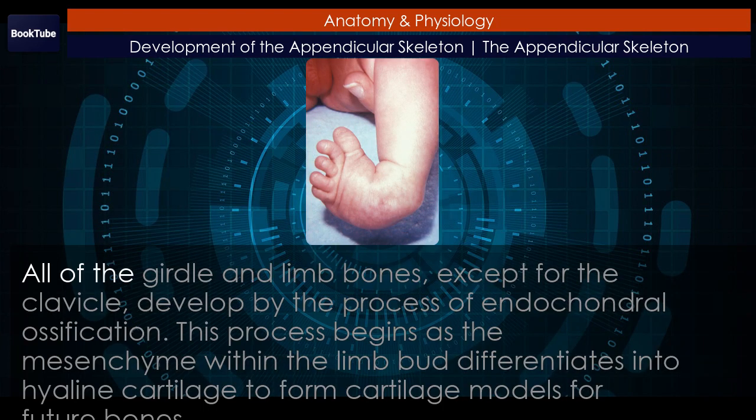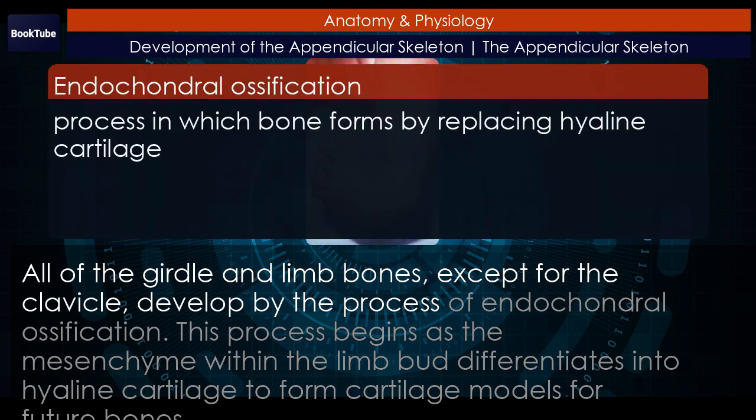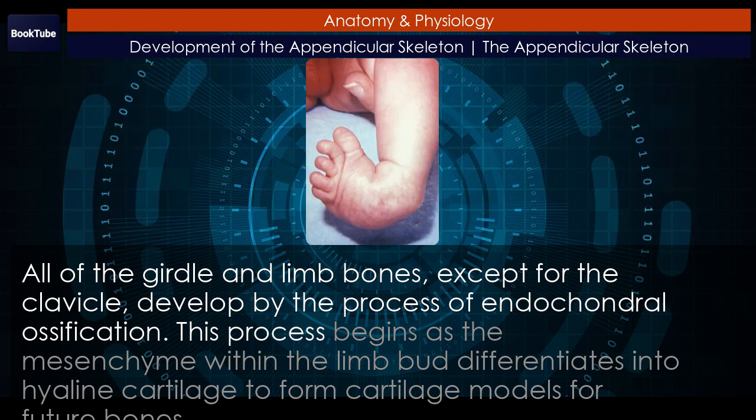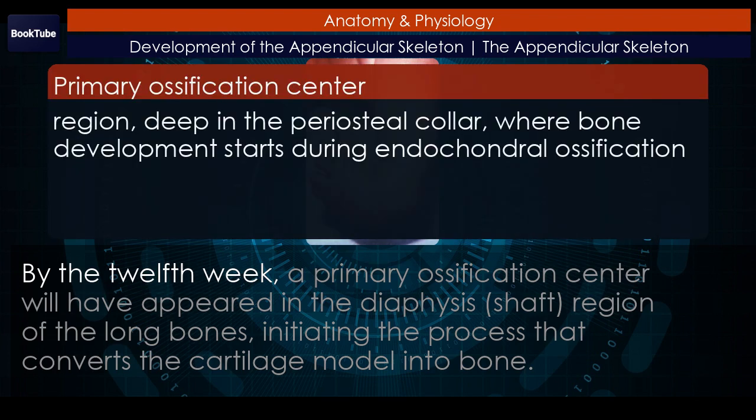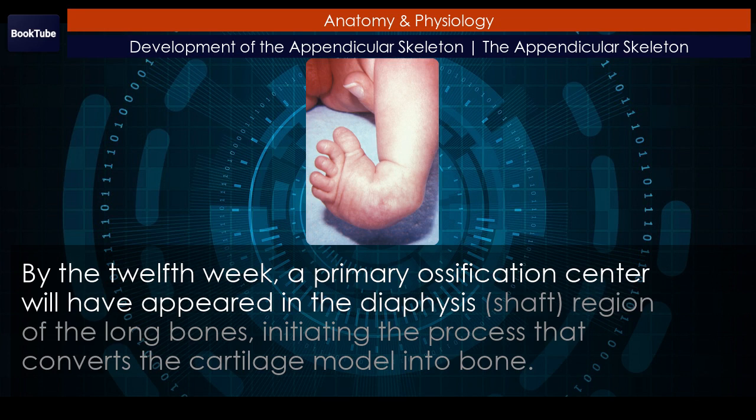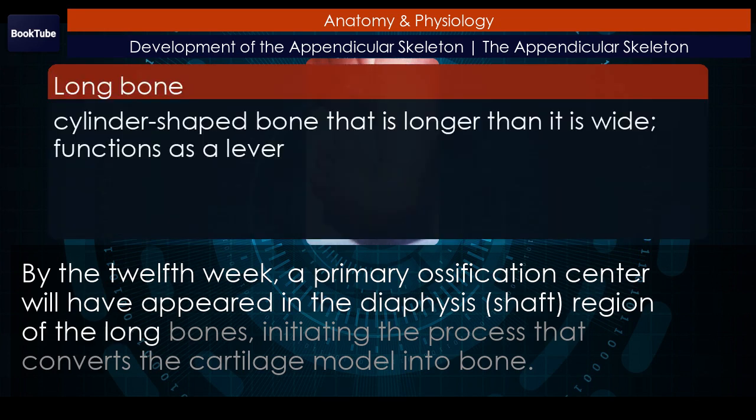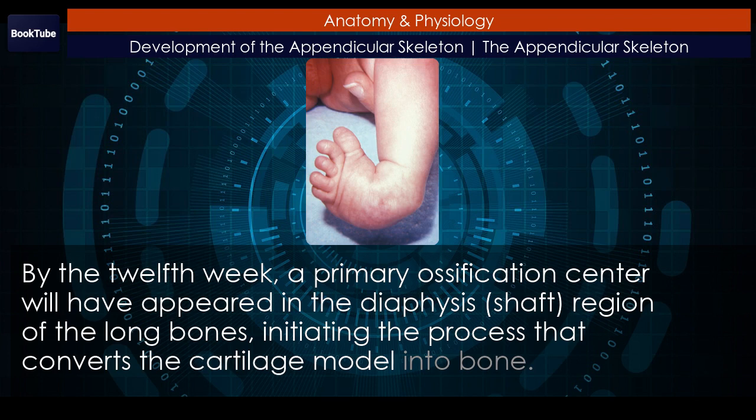All of the girdle and limb bones, except for the clavicle, develop by the process of endochondral ossification. This process begins as the mesenchyme within the limb bud differentiates into hyaline cartilage to form cartilage models for future bones. By the 12th week, a primary ossification center will have appeared in the diaphysis (shaft) region of the long bones, initiating the process that converts the cartilage model into bone.